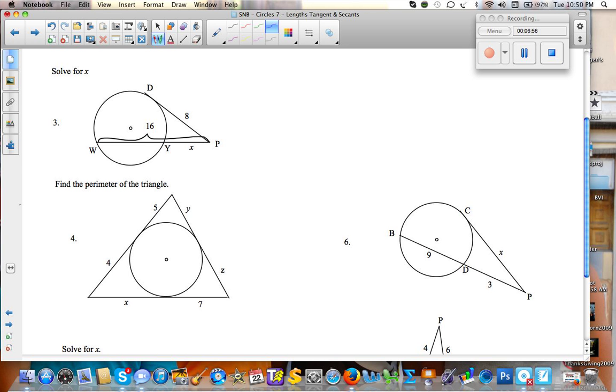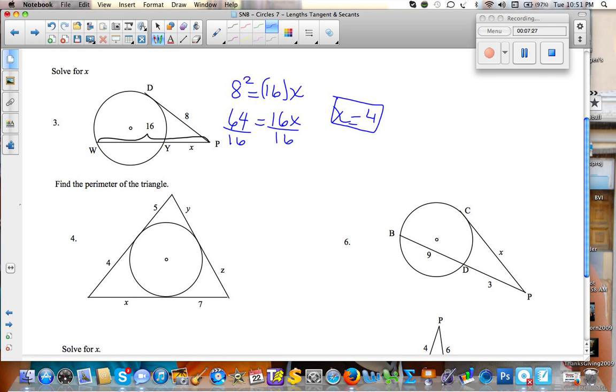So we're going to come up with 8 squared is equal to the length of the entire secant, which is 16, and the portion of the secant that is outside of the circle is x. So here we have 8 squared, which is 64, is equal to 16x. Dividing both sides by 16, you end up with x is equal to 4 for number 3.